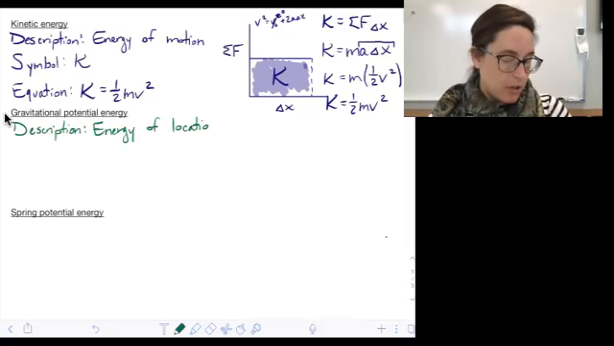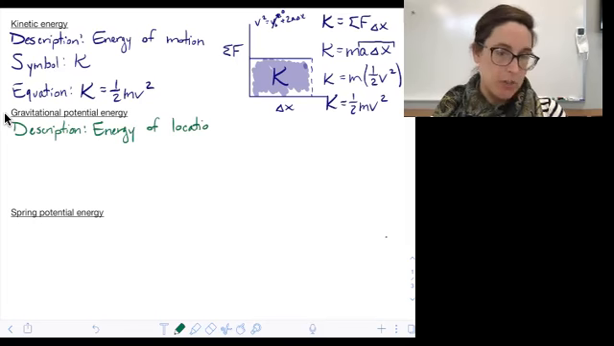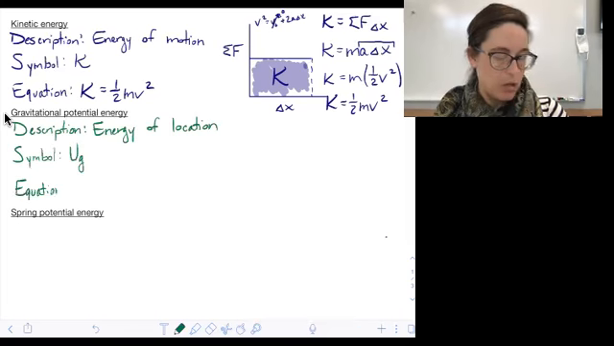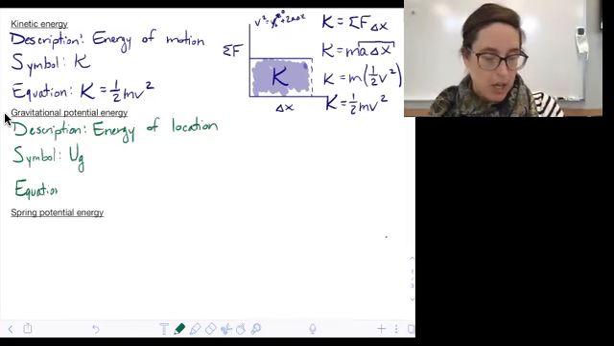The symbol that we use for this is a capital U sub G. So the capital U refers to potential energy and the sub G refers specifically to gravitational energy. And the equation that we can use that will allow us to calculate how many joules of gravitational potential energy we have, much like the rest of these equations, comes from a force versus displacement graph.